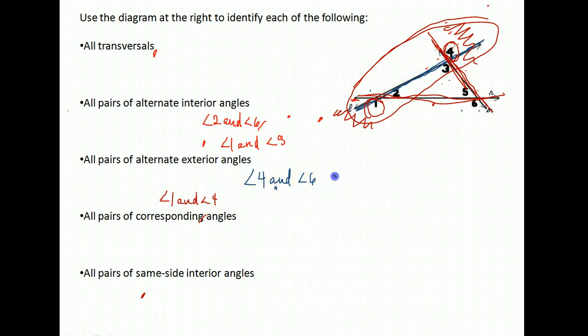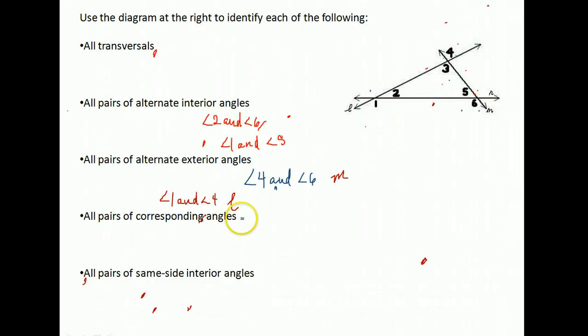4 and 6 were on transversal M, 1 and 4 were on transversal L. So this is a little more complicated picture than we've worked with in the past. But if you just isolate one transversal at a time, it makes it a lot easier, and just ignore the rest of the picture.